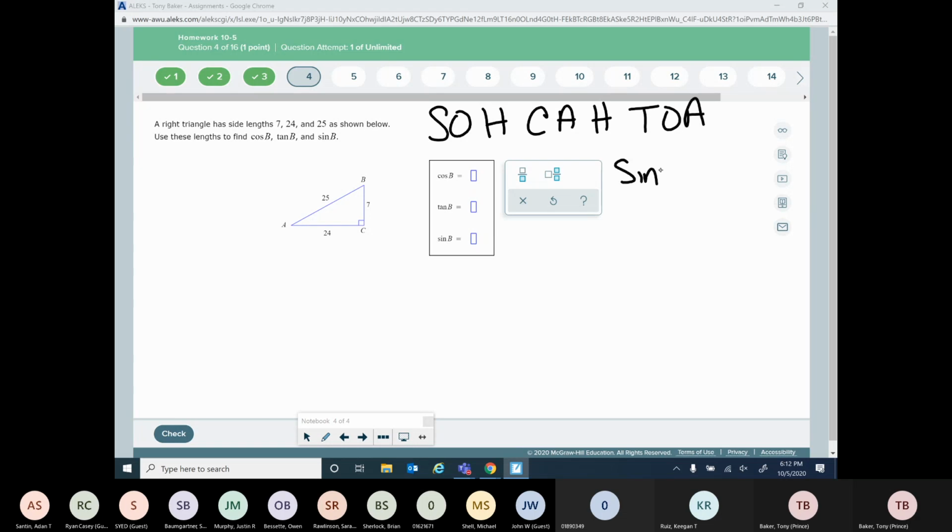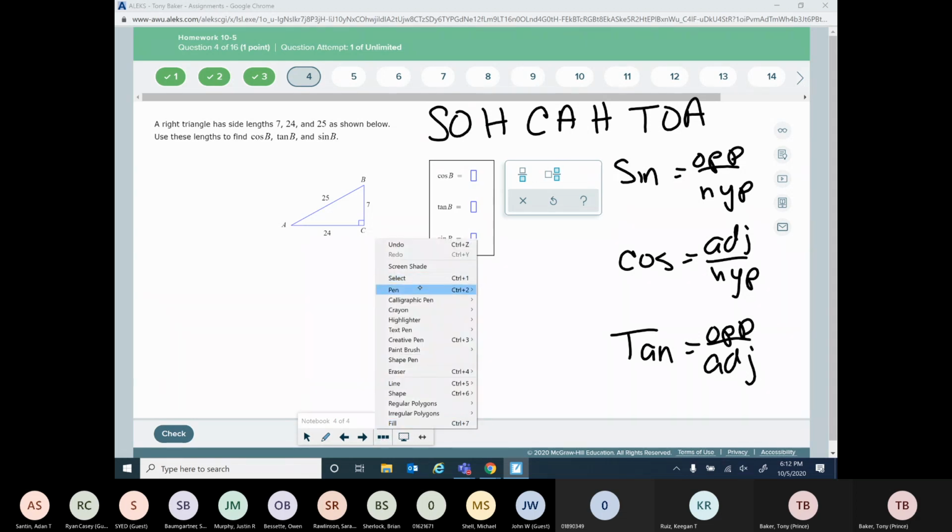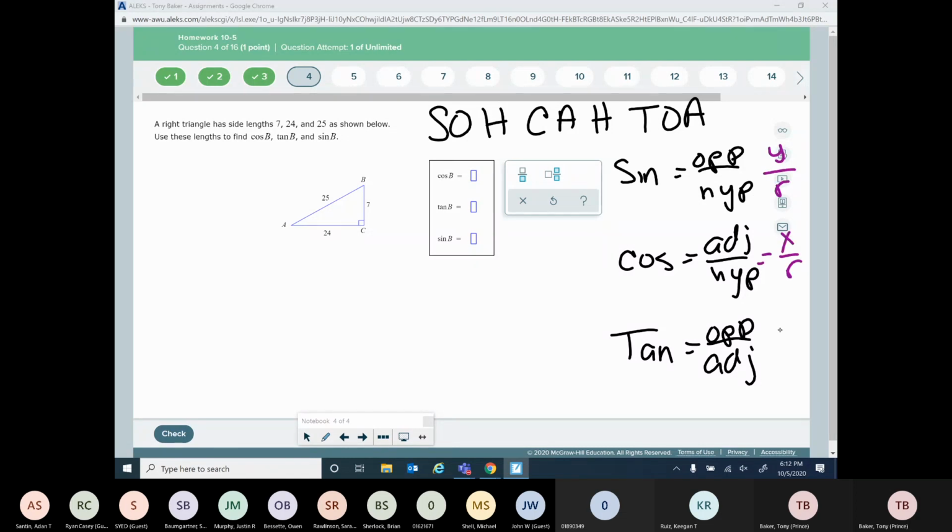That stands for sine is opposite over hypotenuse, cosine is adjacent over hypotenuse, and tangent is opposite over adjacent. Now, when we're looking at these in terms of my x's and y's, this is y over r, this is x over r, and this is y over x. So those both are ways to look at your sine, cosines, and tangents.